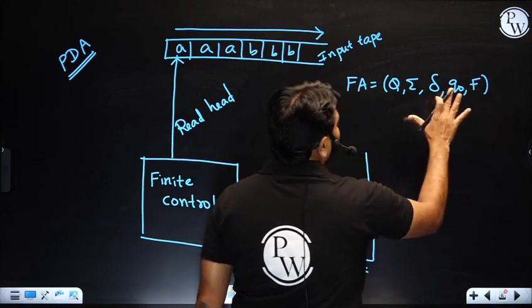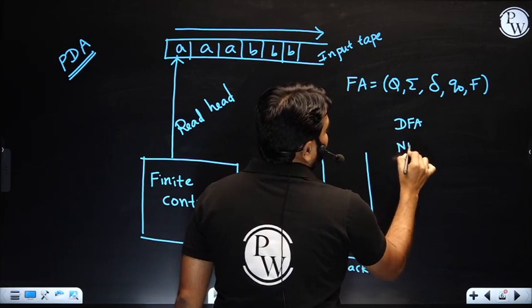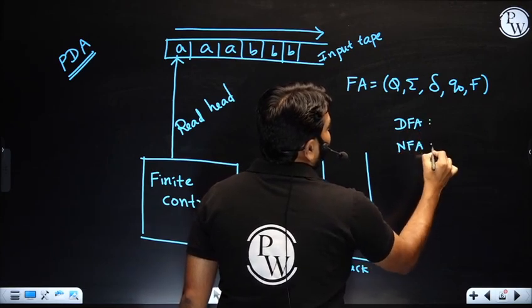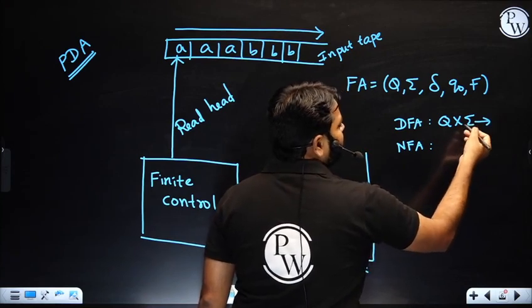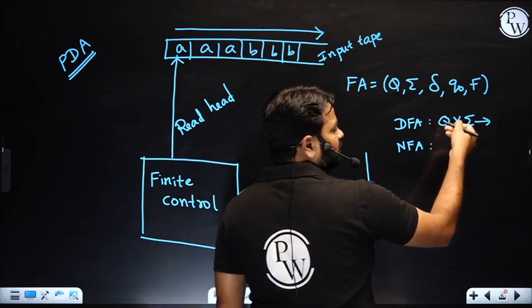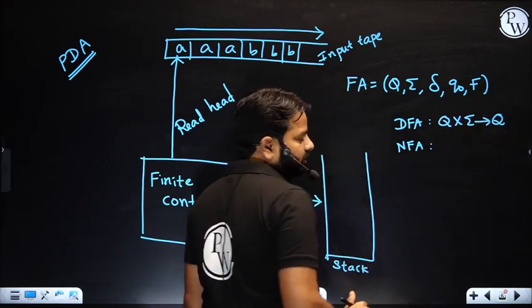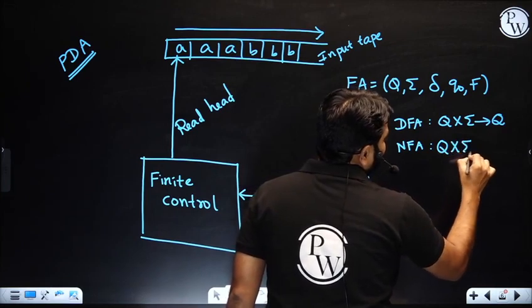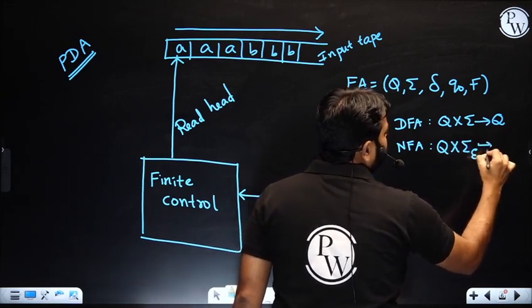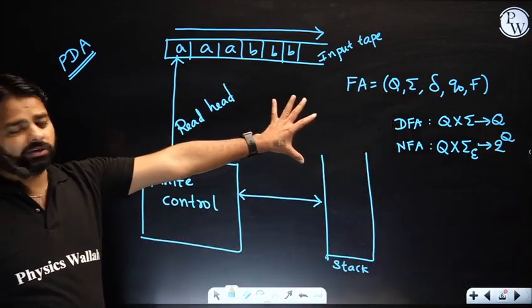Of course, we have two things. One is the DFA, another one is NFA. NFA with epsilon, without epsilon. And in DFA, the domain is the Cartesian product of the set of states and input alphabet. The codomain is the set of states. Here, Q cross sigma, if you have epsilons, then include epsilons, then the codomain is the power set of Q. That was about finite automata.